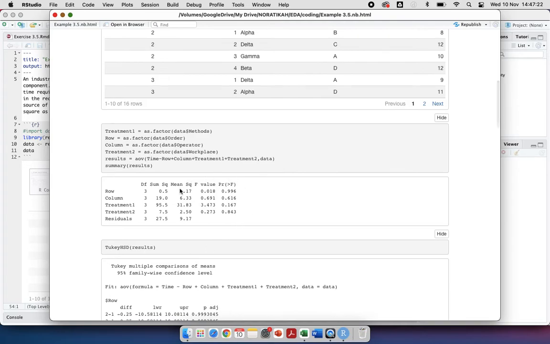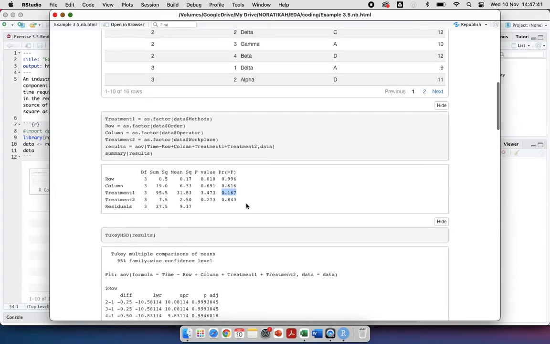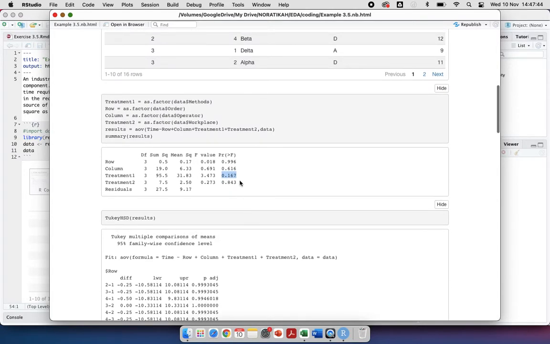So look at the results here. Treatment 1 is our treatment. Row, column and treatment 2 are our nuisance factors. So look at the p-value of treatment 1. The p-value of treatment 1 is for the Latin treatment, which is our treatment. Here the p-value is 0.167. So is there any effect or not? 0.167 is larger, so we can say that there is no treatment effect.